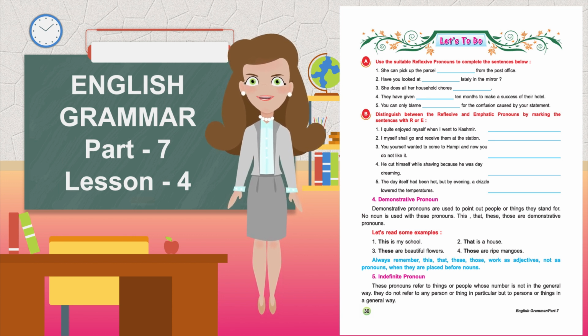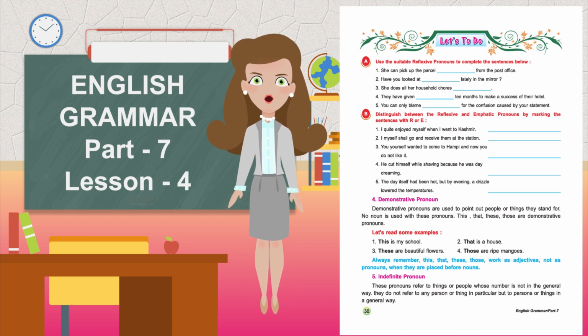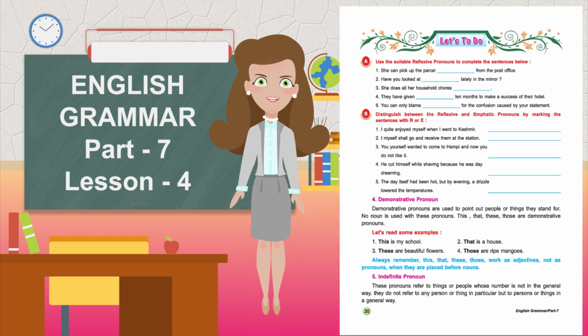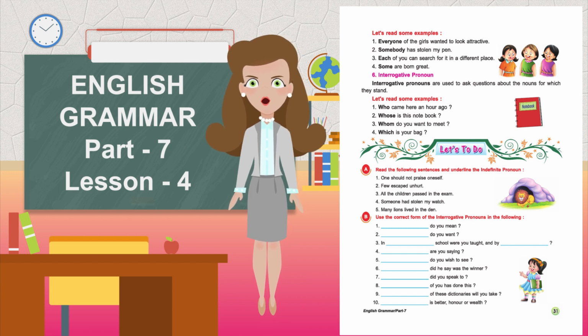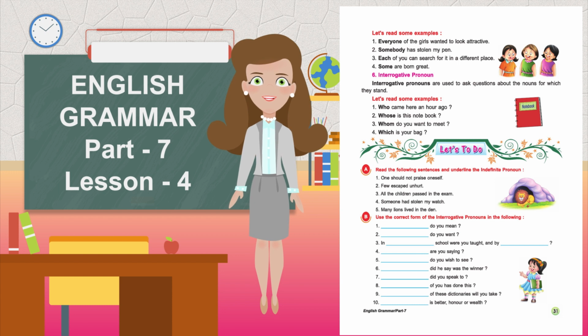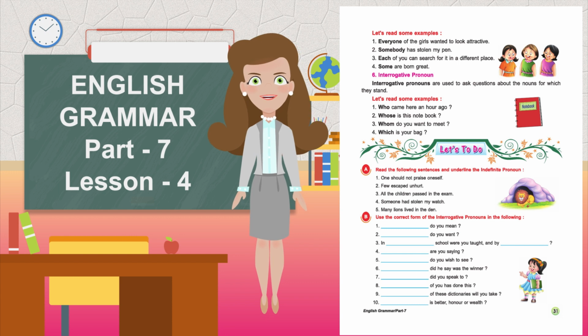Fifth, indefinite pronoun. These pronouns do not refer to any person or thing in particular, but to persons or things in a general way. Let's read some examples. Every one of the girls wanted to look attractive. Somebody has stolen my pen. Each of you can search for it in a different place. Some are born great.